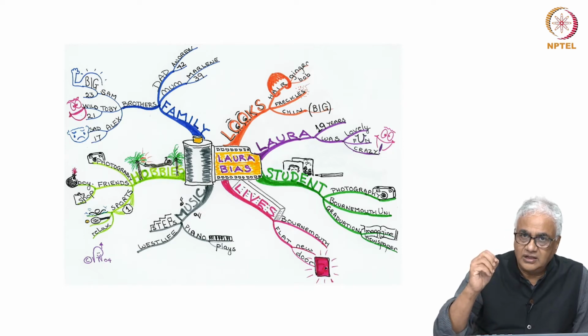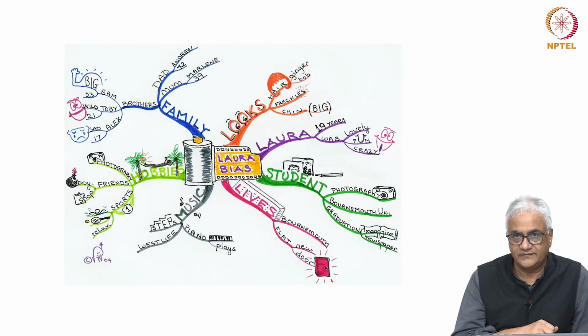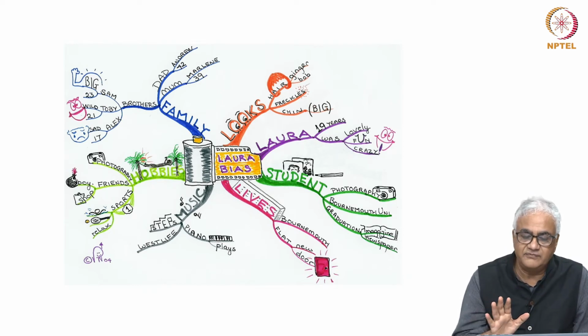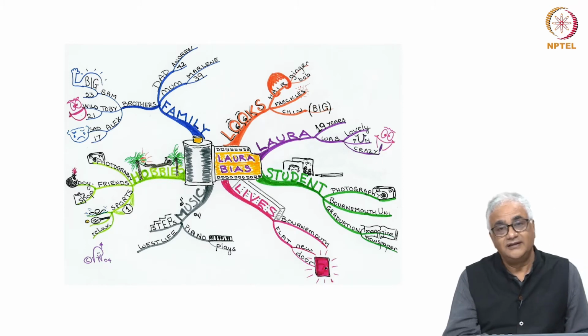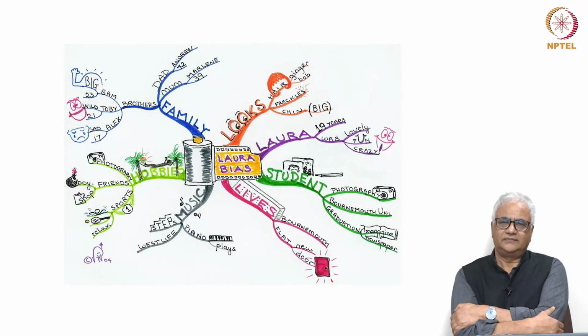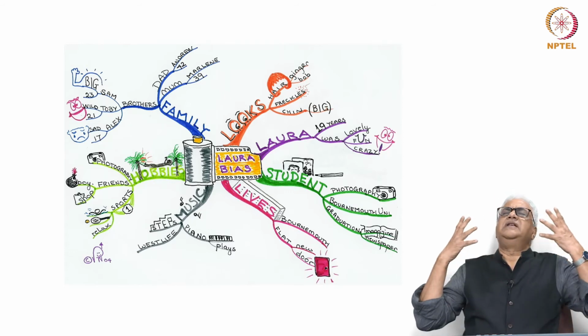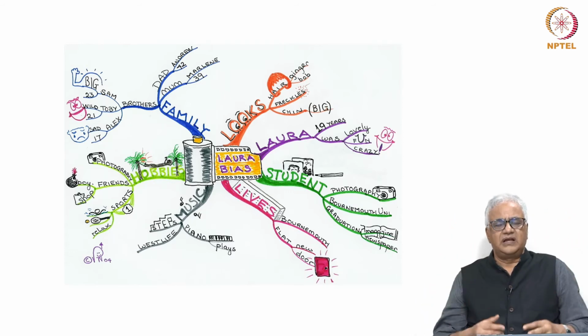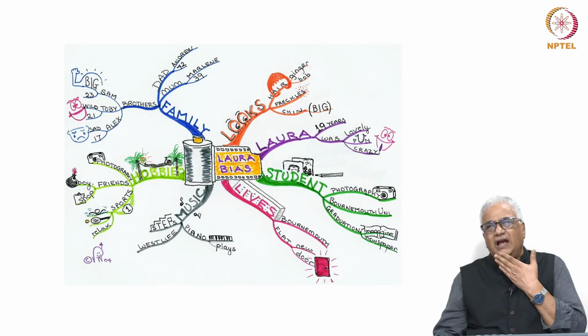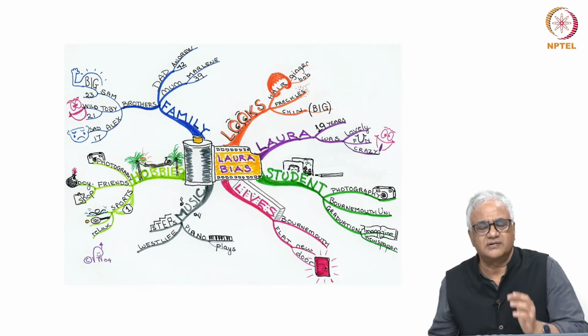And the word is on top of that thick line. So, Laura Bias, looks, Laura, student, live, music, hobbies, family. That's done. Then what happened? What do you see? So, now you are a mind mapper, you are thinking about Laura Bias and you say, wait, I want to talk some more about her looks.